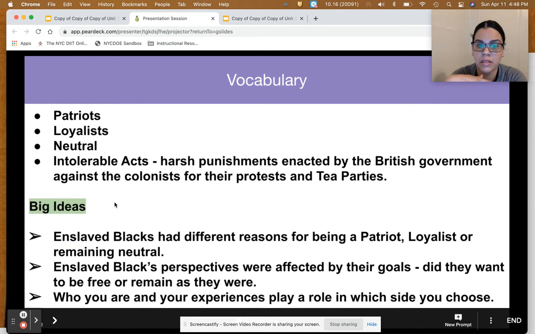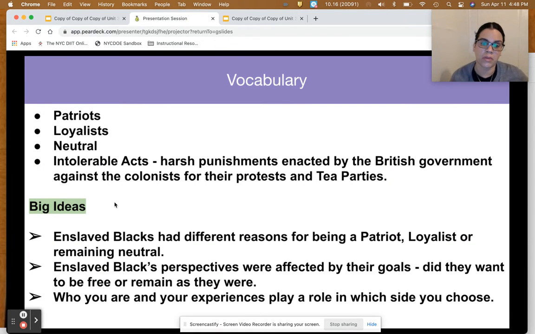Again, the big ideas that students should take away are that enslaved Blacks, or enslaved African Americans, had different reasons for being a patriot, loyalist, or remaining neutral. The driving force behind their decision making was whether or not the decisions they made would lead to their freedom. Because as students already know from previous units, if you were a slave, you were not seen as equal or free, no matter who you were in society.